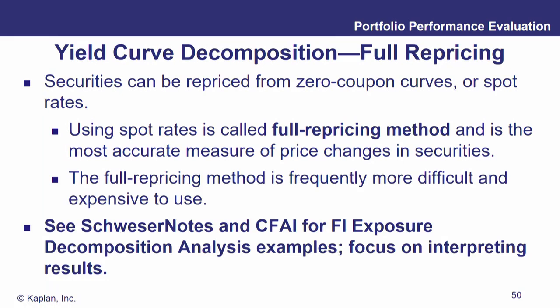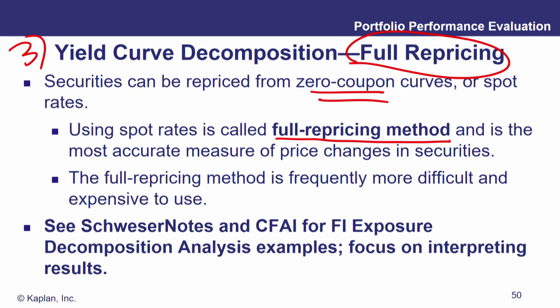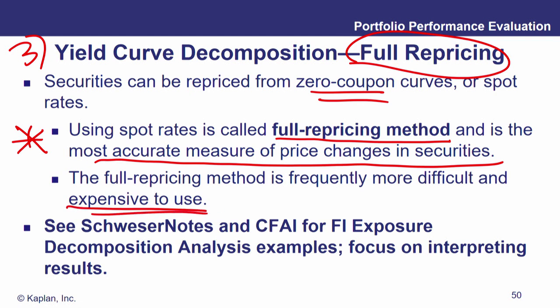Okay, and then we have the full repricing method, which is the third measure of yield curve decomposition. So we can actually reprice these securities using spot rates or zero coupon curves. We call this the full repricing method, and it is the most accurate. So this is important. It is the most accurate measure of price changes in the securities. Now, here's a weakness of this. It's frequently more difficult, and it's generally much more expensive to use.